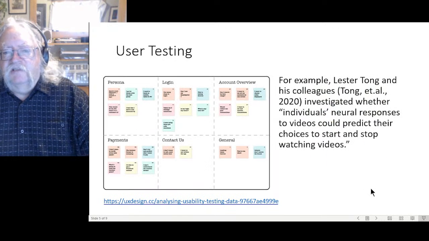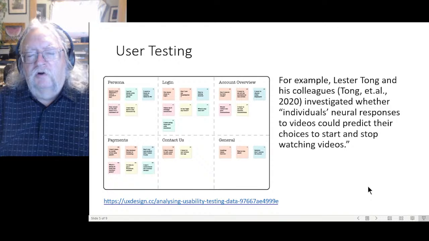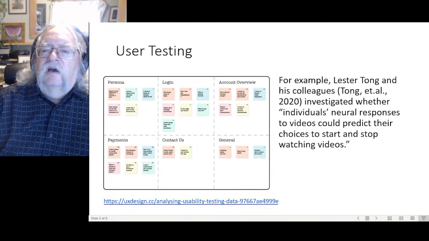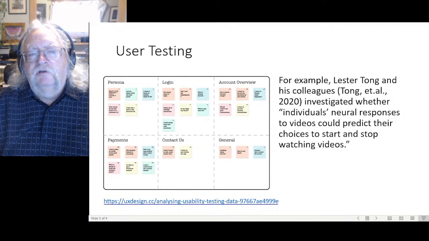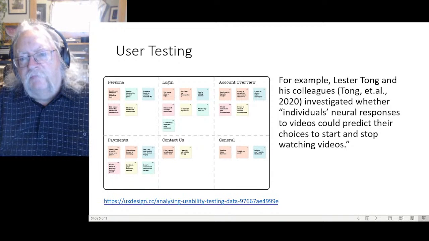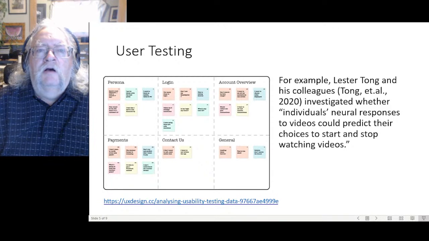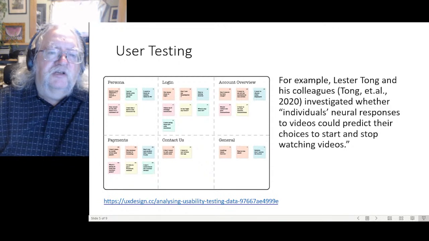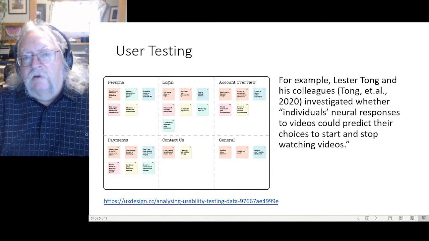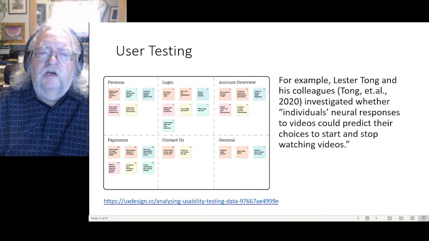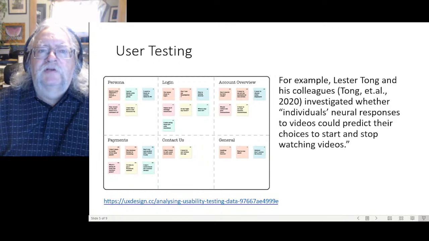Another example of testing is the use of predictive analytics in user testing. It's a similar sort of approach as the one for learning design. The idea here is that we want to be able to predict whether a person will use a website a certain way. For example, in this case, Tong and his colleagues predicted whether a person would start or stop watching videos. And so you do this user testing and you come up with these predictions for different types of videos, different types of materials, or different types of website design.